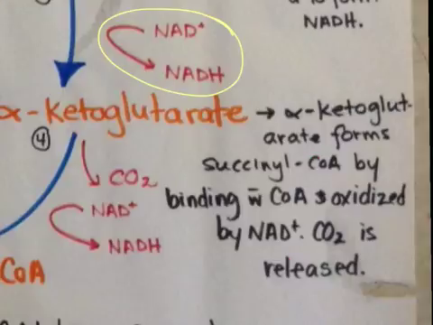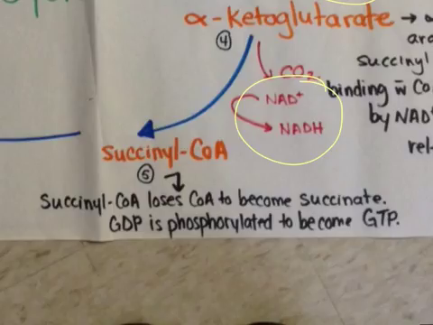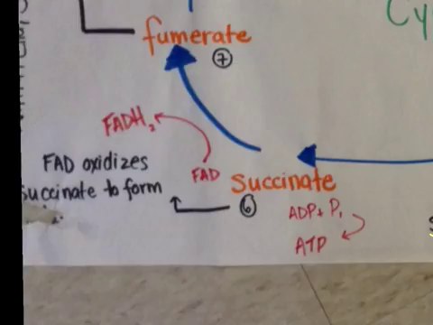Alpha-ketoglutarate forms succinyl-CoA by binding with a CoA and is oxidized by NAD+. CO2 is released. Succinyl-CoA loses its CoA to become succinate. Phosphate from the matrix displaces CoA, guanosine diphosphate, also known as GDP, becomes GTP, and ADP forms ATP. FAD oxidizes succinate to form FADH2, and succinate becomes fumarate.